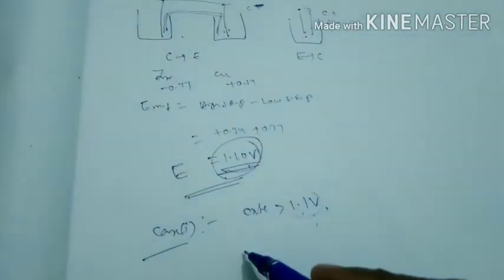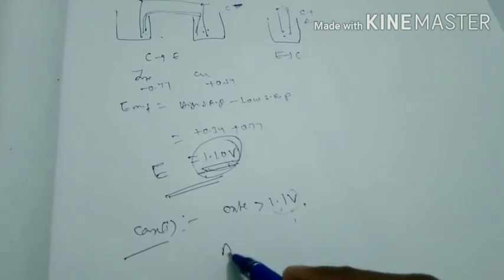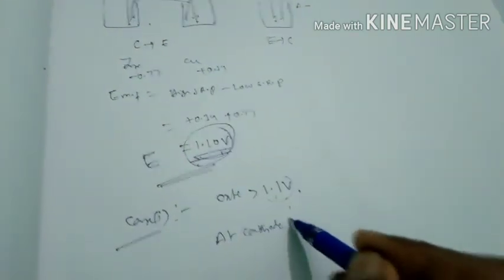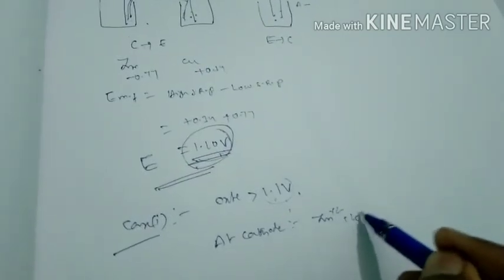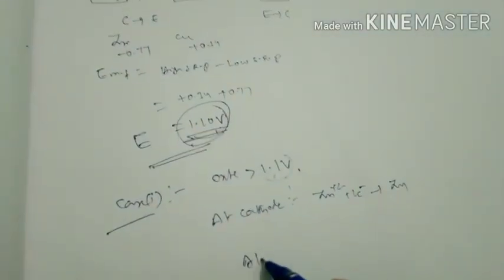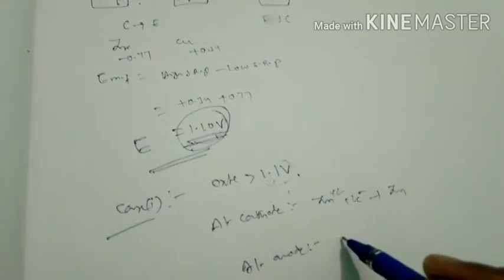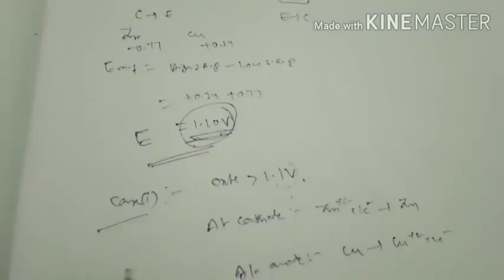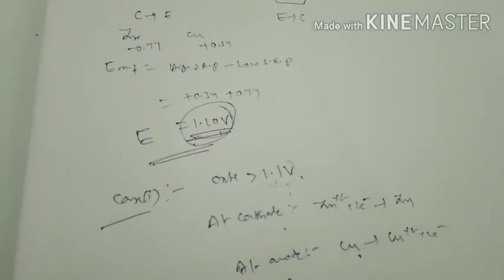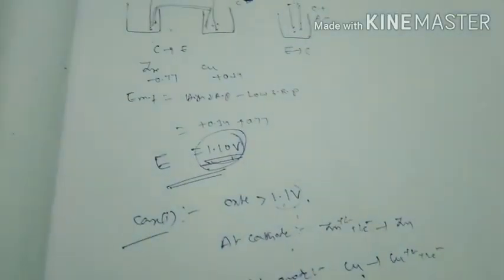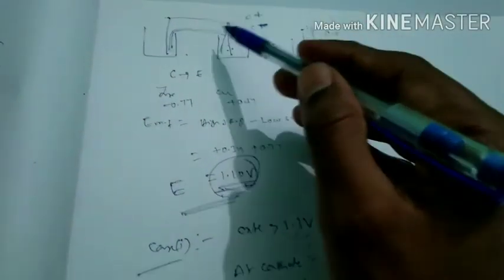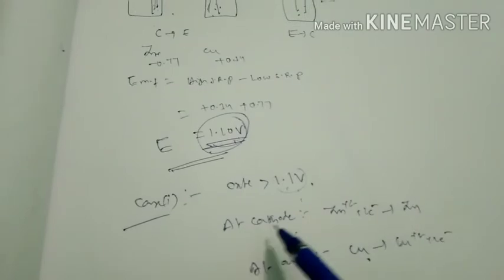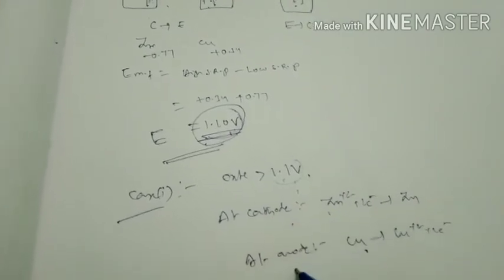Then what happens? The reverse reaction takes place. Reverse reaction means at the cathode this reaction takes place: Zn2+ plus 2 electrons gives rise to Zn. At the anode this reaction takes place: Cu gives rise to Cu2+ plus 2 electrons. Because in this case zinc acts as the cathode and copper acts as the anode. Because this is a non-spontaneous process, the external source produces electricity for this one. So because of that reason the electrodes change. So zinc acts as the cathode and copper acts as the anode.